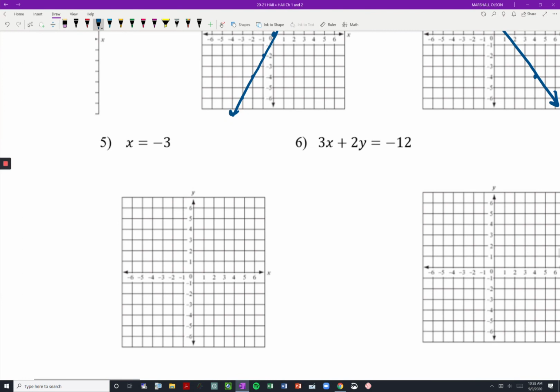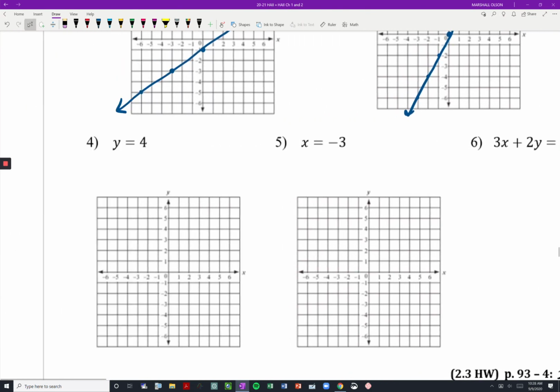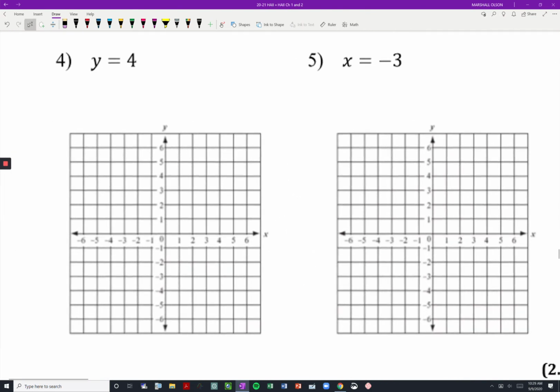In the next two problems here, we have just one variable, which means we're going to have either a horizontal or a vertical line. If you have a y equals equation, y equals 4 in this case says that every y value on this line will be 4. Well, here's a y value of 4. If every point on this line has a y value of 4, that means that this is a horizontal line.